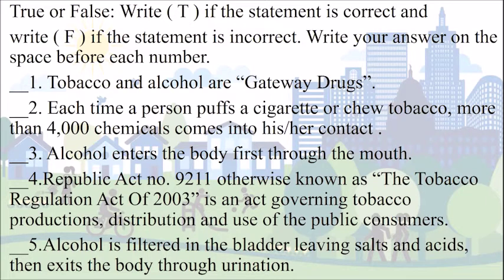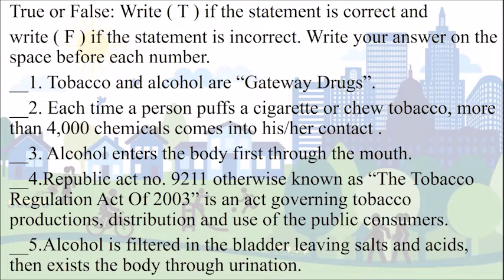4. Republic Act No. 9211, otherwise known as the Tobacco Regulation Act of 2003, is an act governing tobacco production, distribution, and use by the public consumers. And number 5. Alcohol is filtered in the bladder, leaving salts and acids, then exits the body through urination. The correct answer will appear in 3, 2, 1.